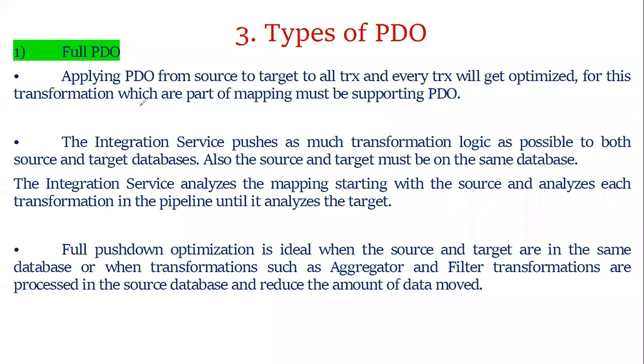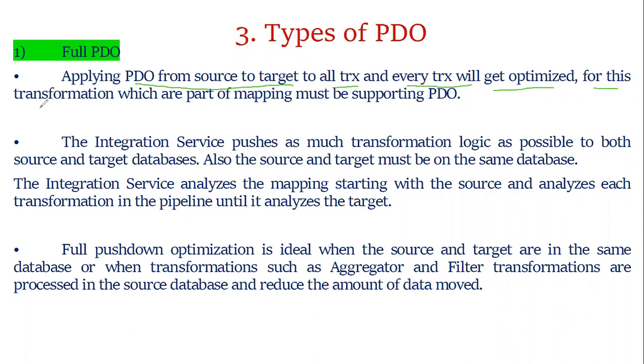As I said, there are various types of push down optimization. The mostly utilized push down optimization is the full push down. It stands for full push down optimization, applying it from source to the target. So what exactly is it? It is simply applying the push down optimization from source to the target to all the transformations. If you apply the full push down, every transformation will get optimized.